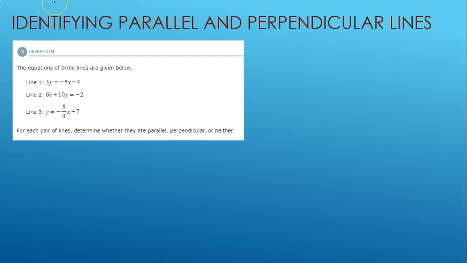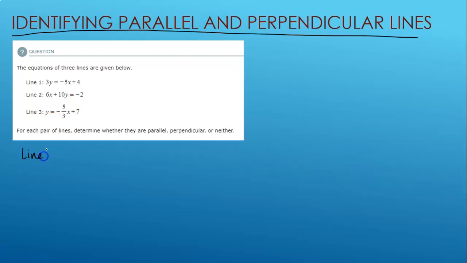All right, identifying parallel and perpendicular lines. So new topic, identifying parallel and perpendicular lines. If this were really on ALEKS, they would give you the pairs like line 1 and line 2, line 1 and line 3, but I'll do this for you this time.